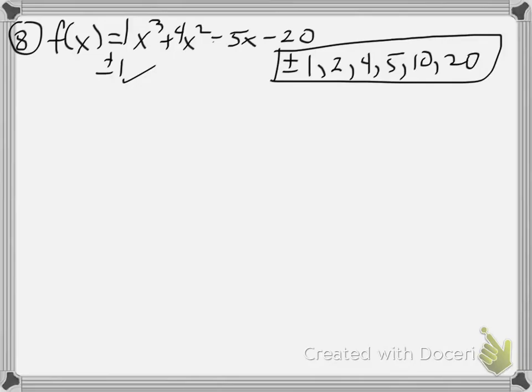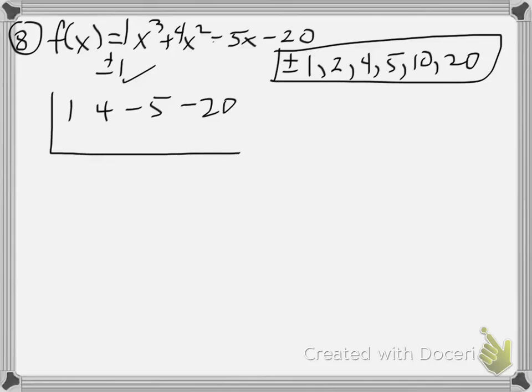So you just have to start trying numbers. You can start trying numbers till you get it. And it turns out that, and if I write the numbers down, 1, 4, negative 5, negative 20.